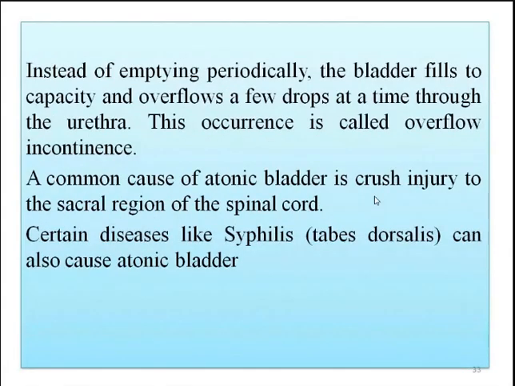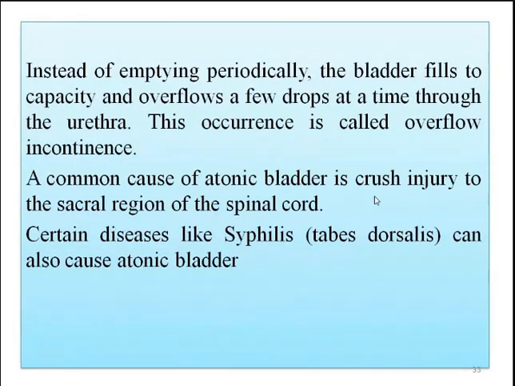Instead of emptying periodically, the bladder fills to capacity and overflows a few drops at a time through the urethra. So there is no periodic emptying, but what happens? The urinary bladder will keep on filling until it can no longer accommodate the urine, and after the whole bladder is filled, what will happen? There will be overflowing of the urine, a few drops, automatically. So this occurrence is called overflow incontinence. This is overflow incontinence.